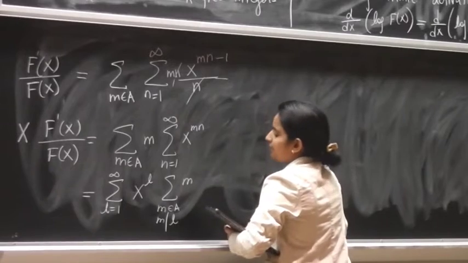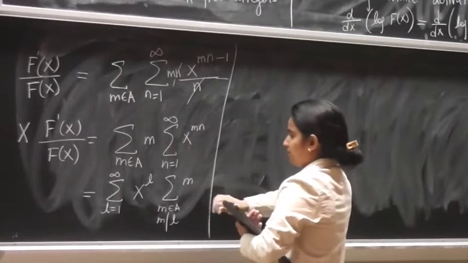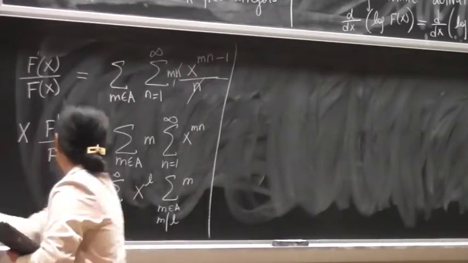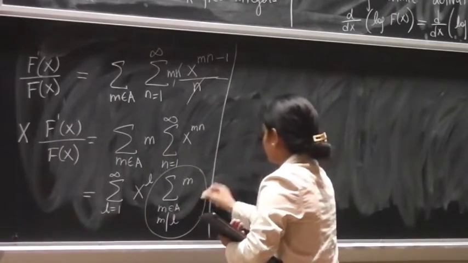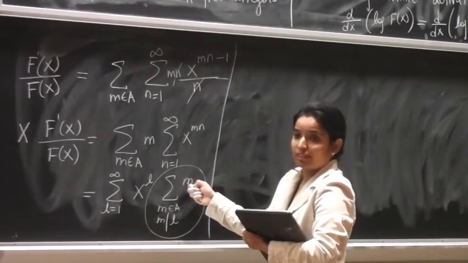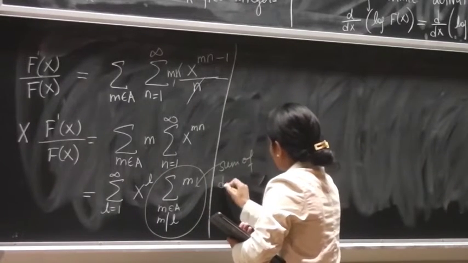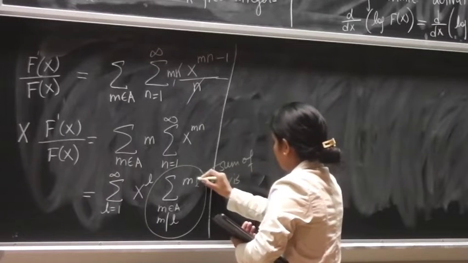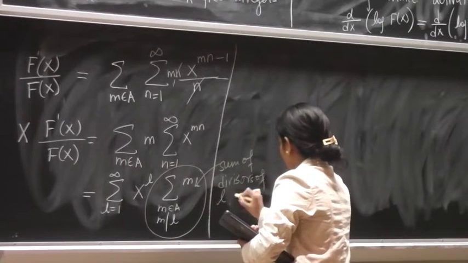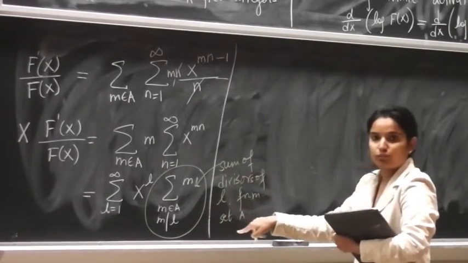And once you have this, now you can get some results over here. So this is important part. Summation m belongs to L. So this reminds you, if we take A to be the set of natural numbers, this is just the sum of the divisors of L, right? So now this is sum of divisors of L from set A. So your divisors have to belong to set A.